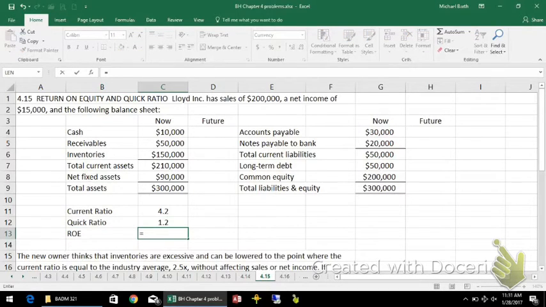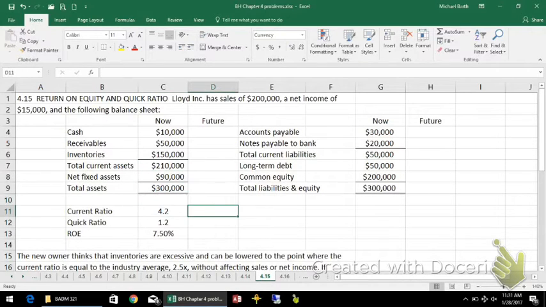Right now the net income is $15,000, given in the problem, divided by common equity of $200,000. That gives us a 7.5% ROE. So in the future, they want the current ratio to be 2.5.